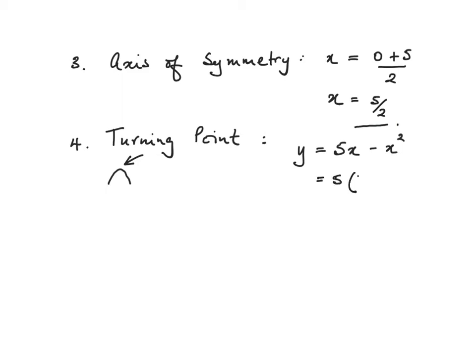Now this is a bit of a problem because it's a fraction, so we need to be careful. 5 times 5 over 2 minus 5 over 2 squared. Now 5 times 5 over 2, if we multiply a fraction by a whole number, we multiply the top. So 5 times 5 gives us 25. The bottom does not change. 5 squared is 25. And we square the 2, so 2 squared is 4.